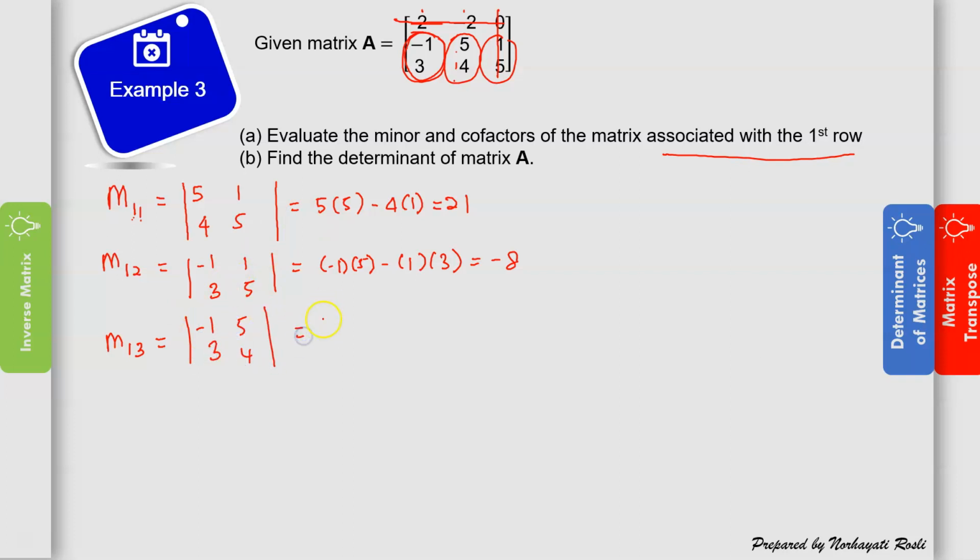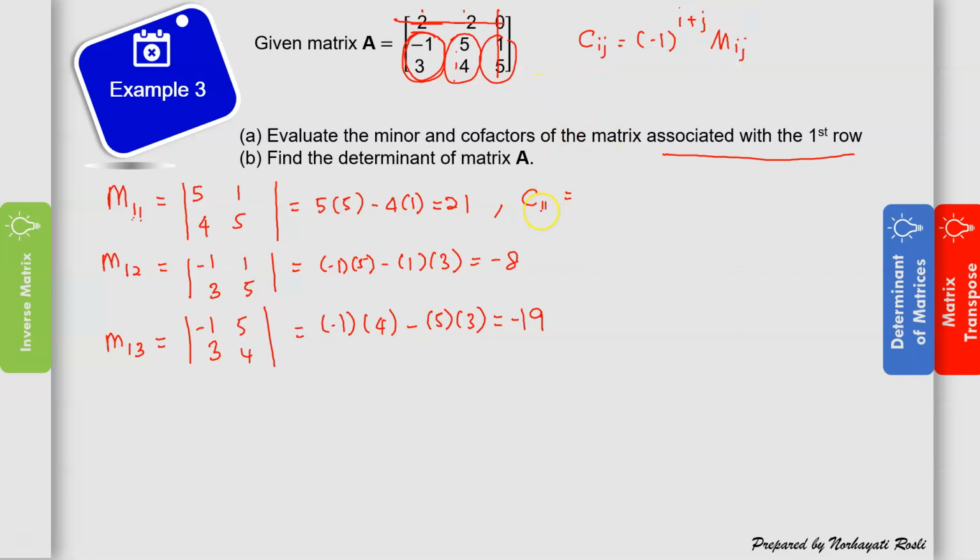So we have negative 1 times 4, and then minus 5 times 3, which is our answer for this one, negative 19. And then for each minor, we need to compute the cofactor. Minor M11 will give us C11. We know that the cofactor is given by, for Cij, negative 1 power i plus j times Mij.